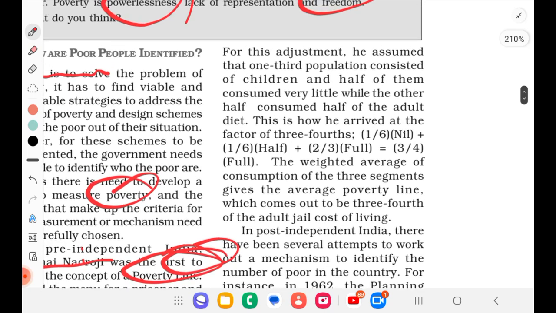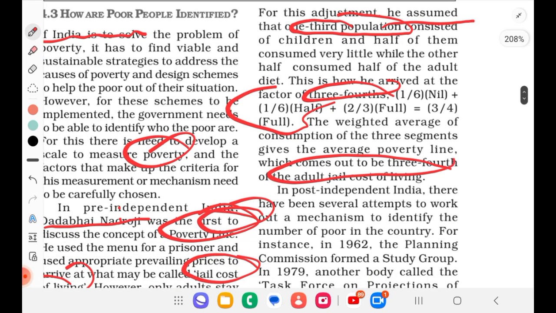For this adjustment, he assumed 1/3 of the population consisted of children and half of them consumed very little while the other half consumed half of the adult diet. This is how he arrived at the factor of 3/4. The weighted average of consumption of the three segments gives the average poverty line, which comes out to be 3/4 of the adult jail cost of living.